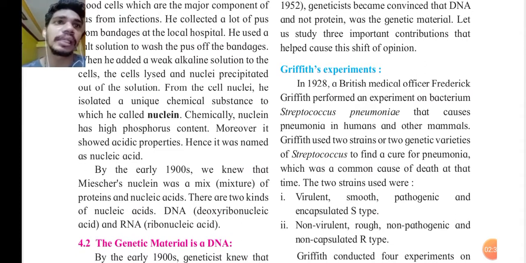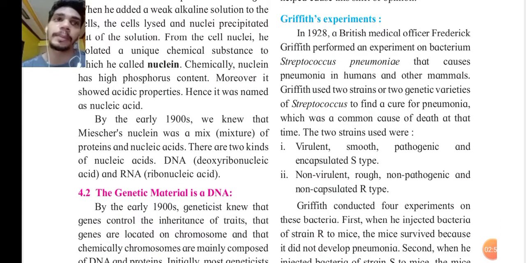Griffith's experiment. In 1928, British medical officer Frederick Griffith performed an experiment on the bacterium Streptococcus pneumoniae, which causes pneumonia in humans and mammals, using two strains, two genetic variations of Streptococcus. He observed two main strains separately. The first was virulent, smooth, pathogenic and encapsulated. Virulent means it can cause disease. Pathogenic, obviously a pathogen, and encapsulated means it has a capsule. The second strain was non-virulent, rough, non-pathogenic and non-capsulated, the R-type.